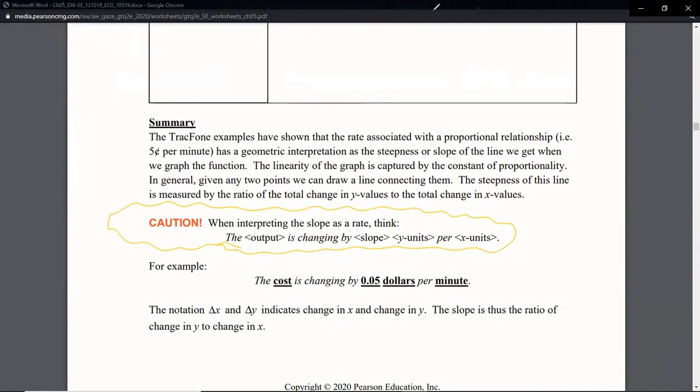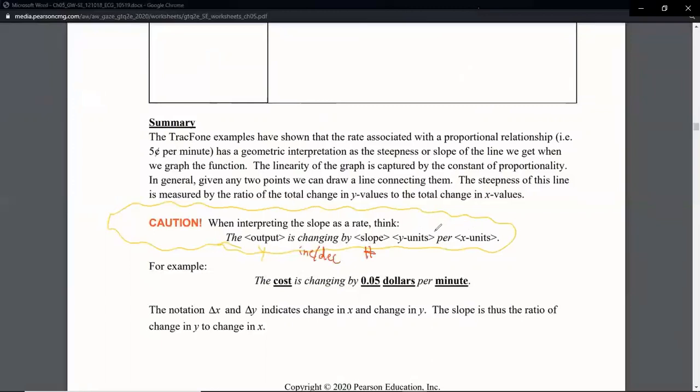Now, these little sideways arrows that look like less thans and greater thans, these are just saying you put a word in its place, whatever is relevant, or a number, whatever is relevant. So the output is changing by, so the output is the thing that the Y is. So when we were talking about our cell phone plan, the output was the cost. That's what the Y related to. So output, again, that's kind of like what the Y is if you're using traditional X's and Y's. Then you use the phrase is changing by. You could also use words like increasing or decreasing, whichever is relevant, by. Then the slope, that just means you're going to put a number. The Y units per X units.